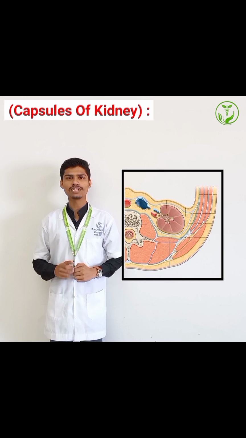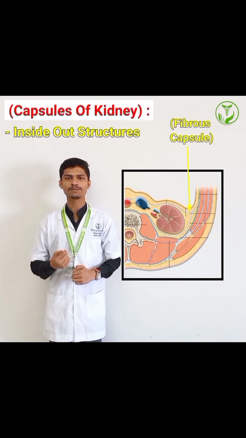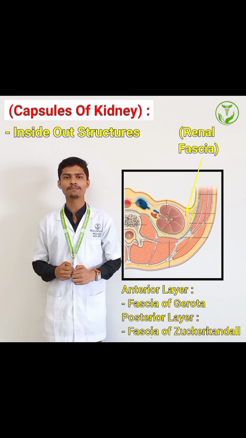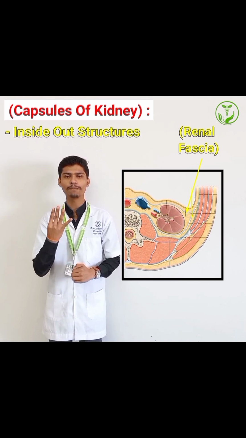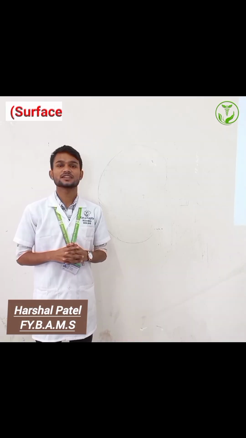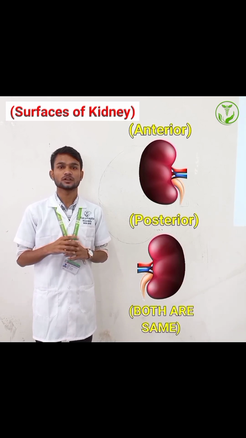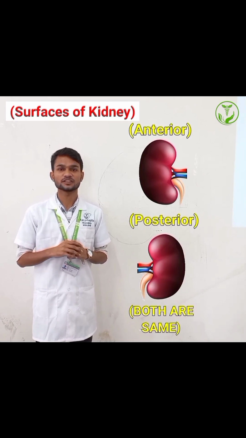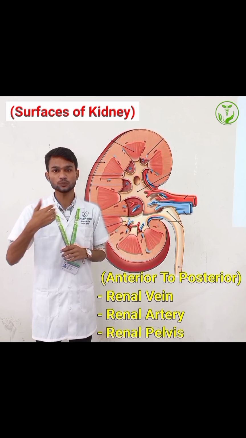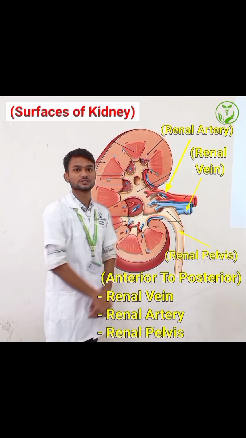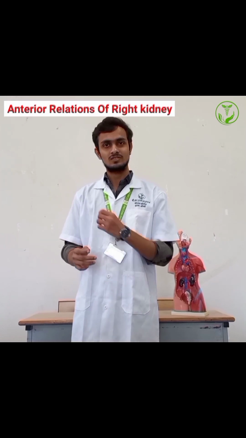The capsules of the kidney from inside out are the fibrous capsule, perirenal fat, renal fascia having the anterior layer, the fascia of Gerota, and the posterior layer, the fascia of Zuckerkandl, and paranephric fat. Each kidney has two surfaces, the anterior surface and posterior surface. To identify the anterior and posterior surface, the structures from anterior to posterior are renal vein, renal artery and renal pelvis.